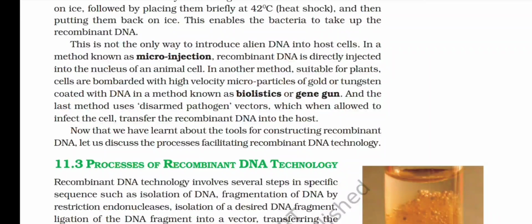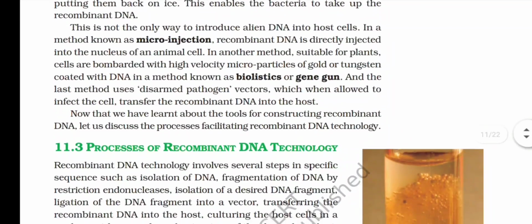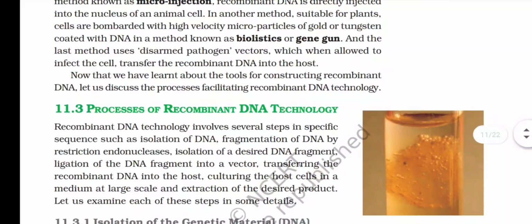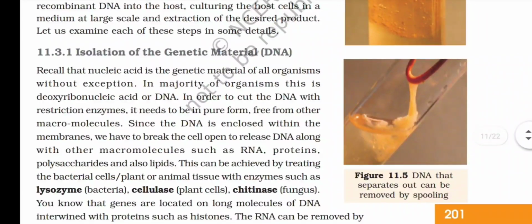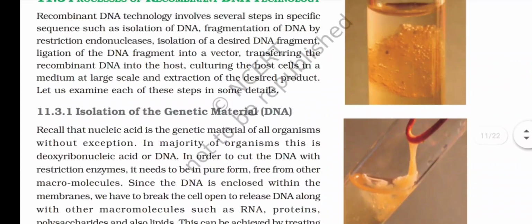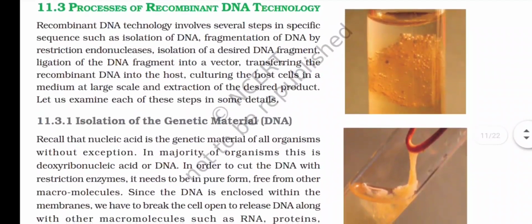The last method uses disarmed pathogen vectors, which are allowed to infect the cells and transfer the recombinant DNA into the host. Now that we have learned about the tools for constructing recombinant DNA, let us discuss the process of recombinant DNA technology. In this video, you can see the DNA that separates out can be removed by spooling. We'll talk about what spooling actually is and what it does later.